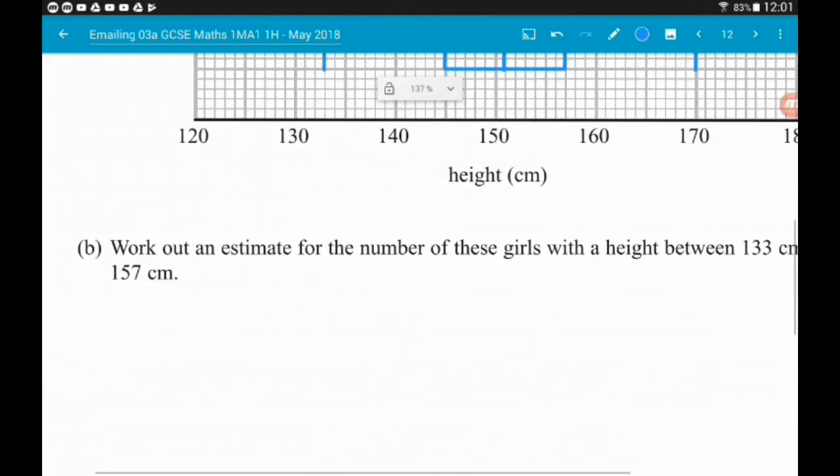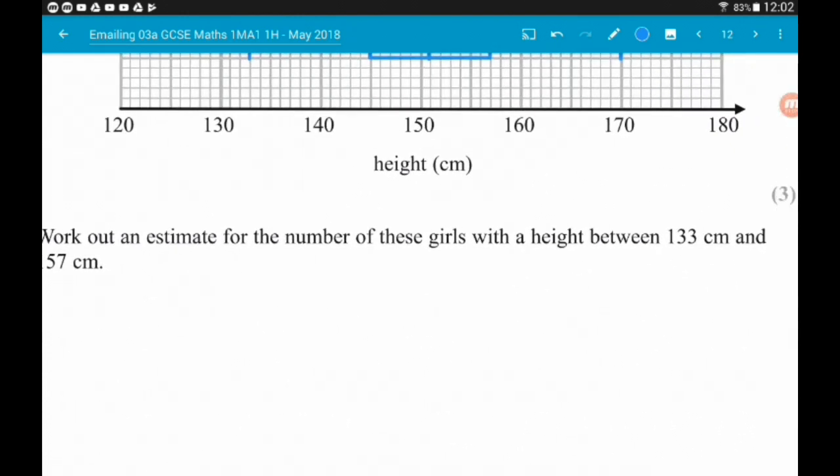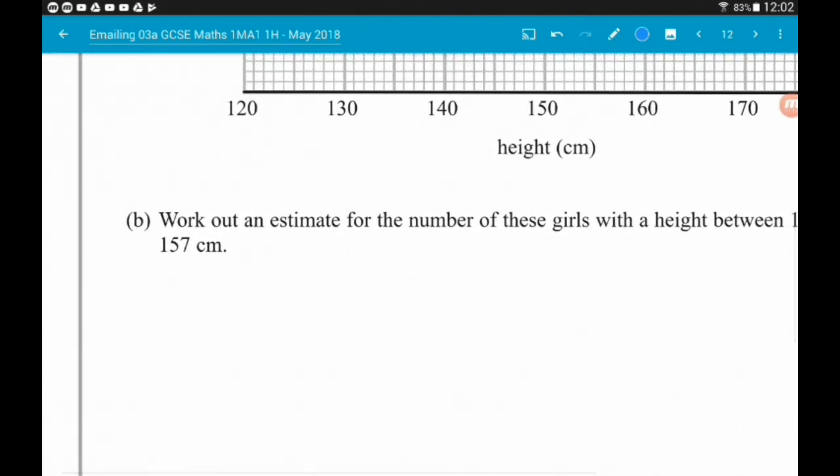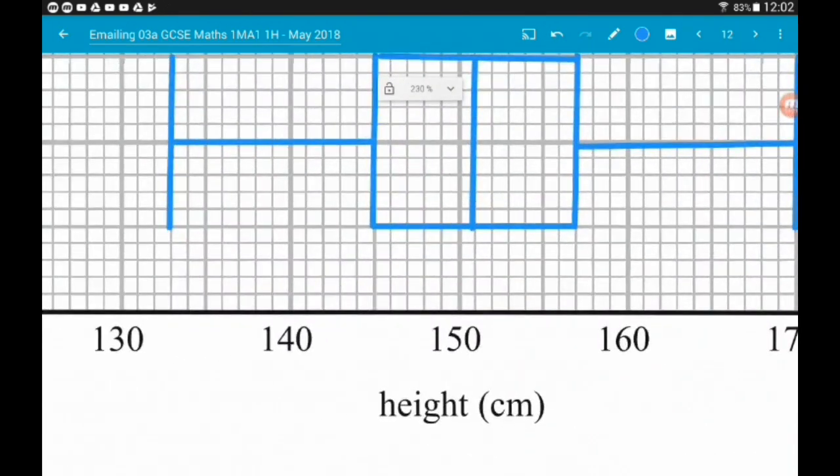Part B wants us to work out an estimate on the number of girls with a height between 133 and 157 centimeters. So 133 is the shortest or the least height.